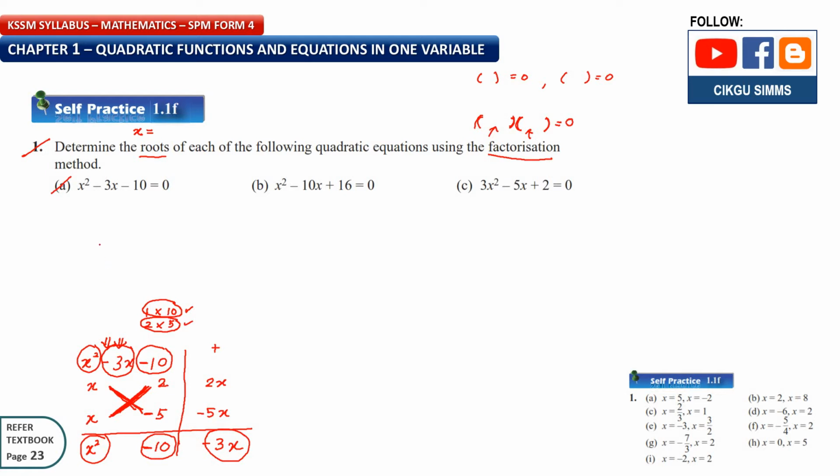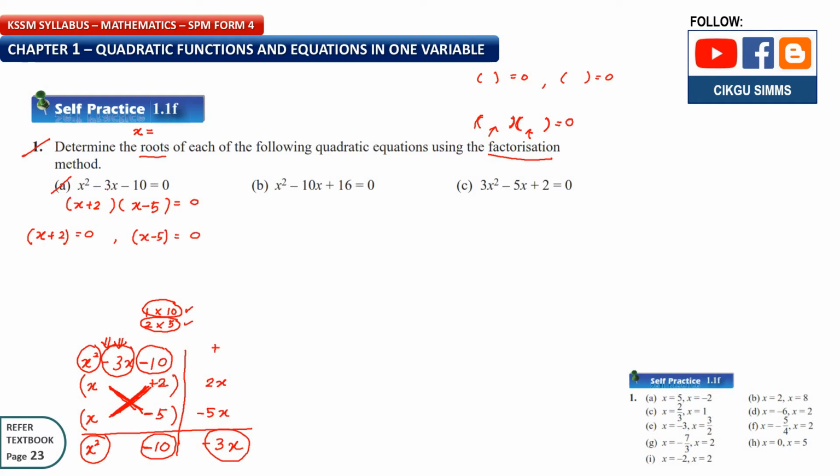So we can write two brackets: first bracket, second bracket equals to 0. The first bracket is here, x plus 2. You don't have a sign here, so it's plus, positive, x plus 2. Second bracket is x minus 5. So to solve it, you need to let the first bracket equal 0, comma, the second bracket equal 0.